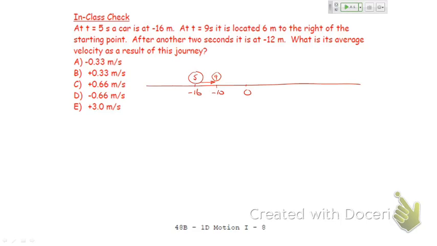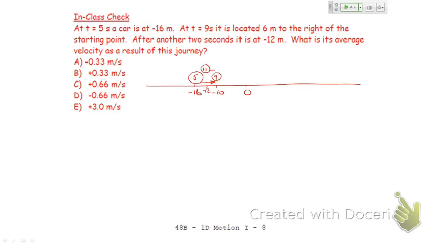And then after another 2 seconds, it's at minus 12. Oh my word, minus 12, okay. So now we're back here. And this is after another 2 seconds, so that's going to be 11. So let me just check that again. I started off at 5, and I was at minus 16. And then at 9, not a change of time, but an actual time on the clock at t equals 9 seconds, I was at 6 meters to the right, so that means minus 10. After another 2 seconds, so now it is a time difference, 9 goes to 11, and I'm at an address, and the address is minus 12.